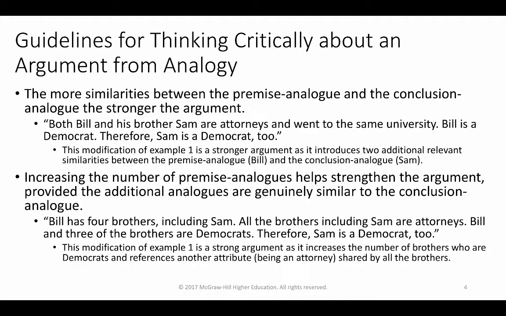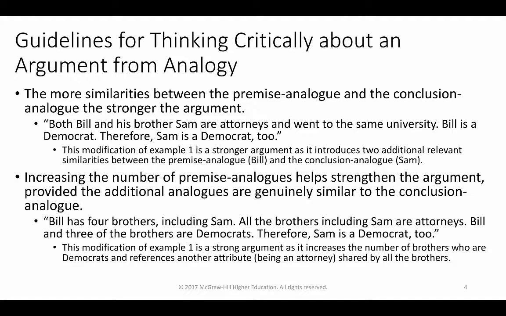Here's a modified Sam and Bill argument. Both Bill and his brother Sam are attorneys and went to the same university. Bill is a Democrat, therefore Sam is a Democrat too. So this is a much stronger argument than the one on the previous slide. There's more evidence of the similarities between them. They're brothers, they're both attorneys, they both went to the same university. Since they obviously have more in common, the likelihood that they have being a Democrat in common is also higher. Also, increasing the number of premise analogs helps to strengthen the argument.